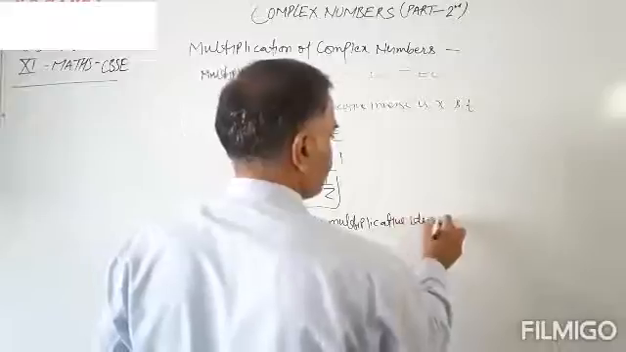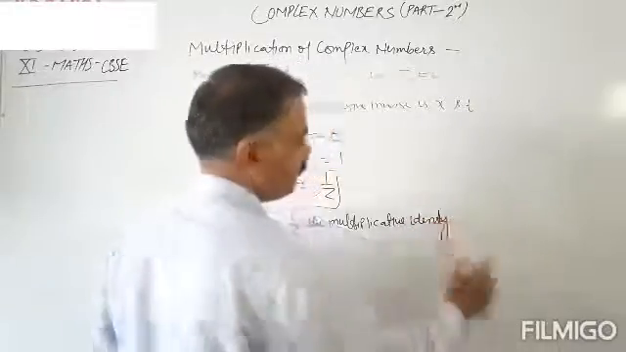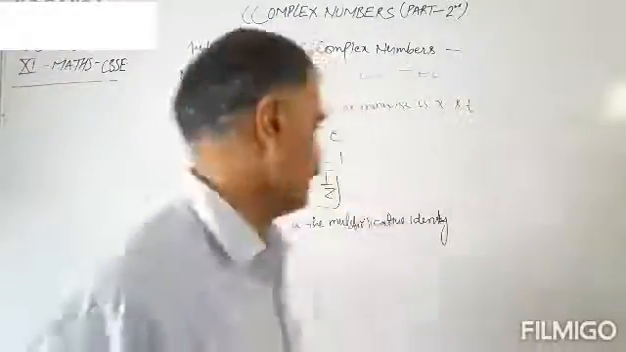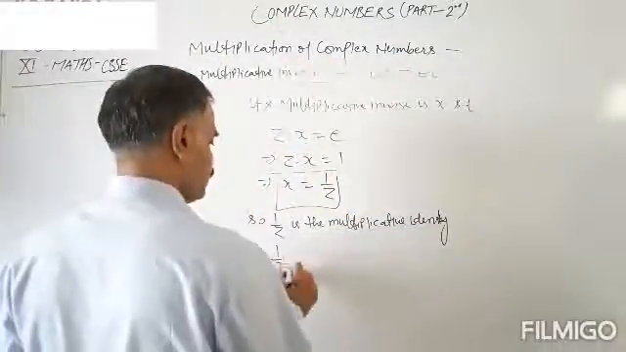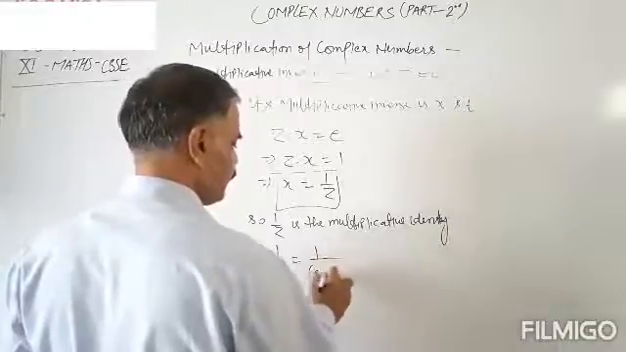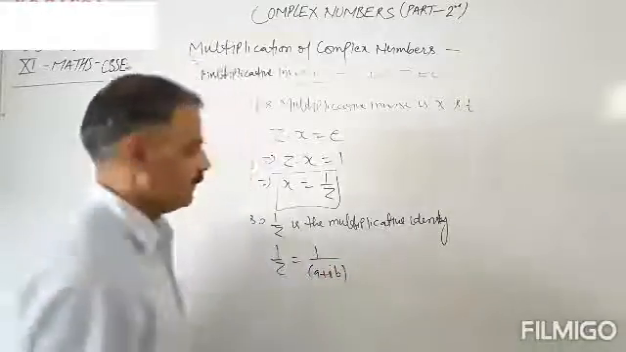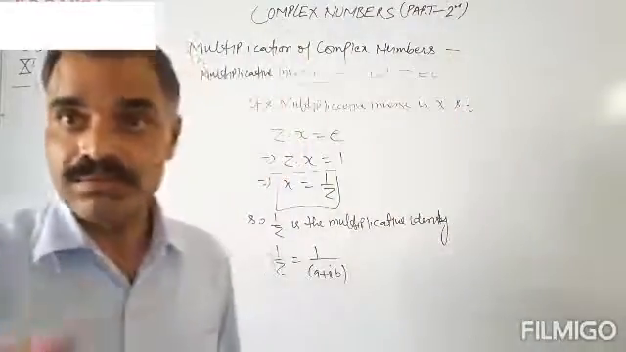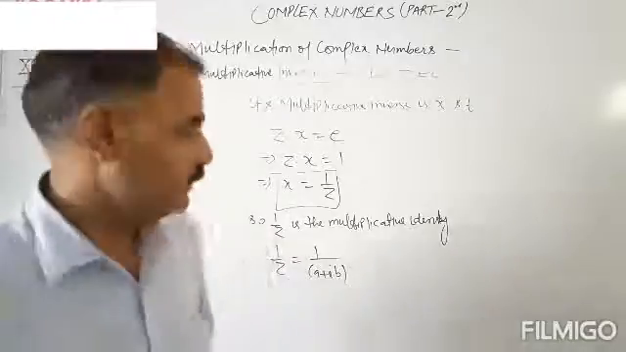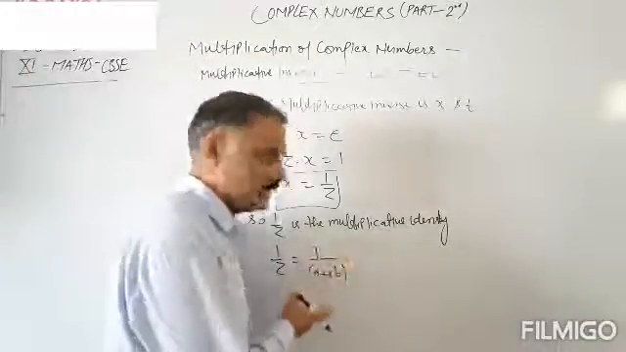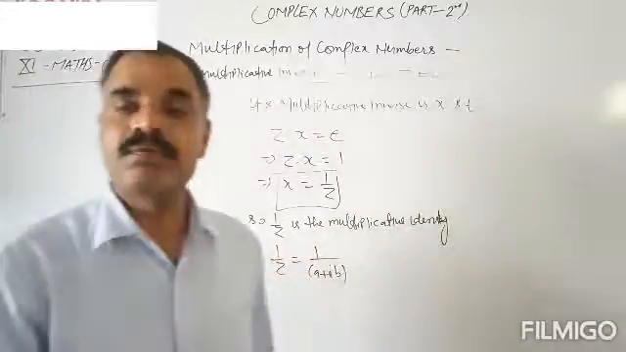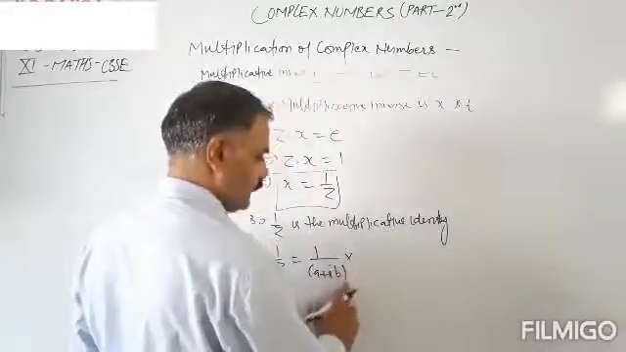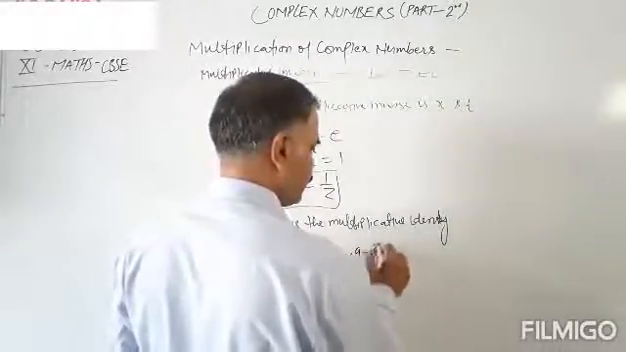So now we will find 1 upon Z. 1 upon Z is equal to 1 upon A plus iota B, where Z is equal to A plus iota B. Now we want to put this in standard form. Standard form is A plus iota B. So multiplying this by its conjugate, that is A minus iota B.